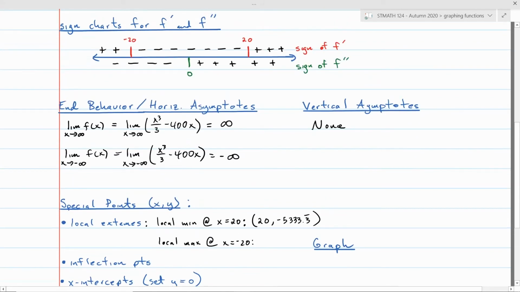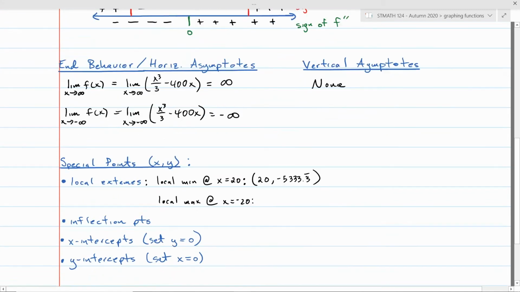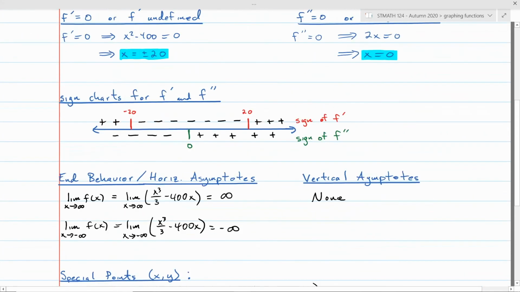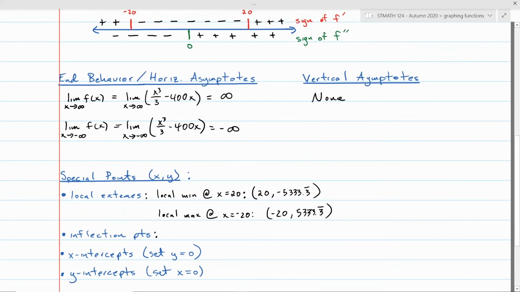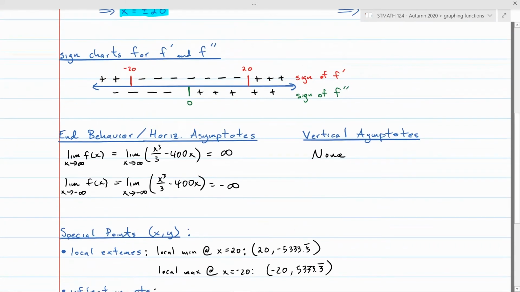And similarly, we'll have a local maximum at x equals negative 20 because that's where the sign of the derivative changed from positive to negative. And so let's see what we get there. What's f of negative 20? Well, that would be negative 8,000 over 3, and then plus 8,000. So it's a very similar computation to the last time, except this time it's going to be positive. So this one will end up being a positive 5333.3 repeating.